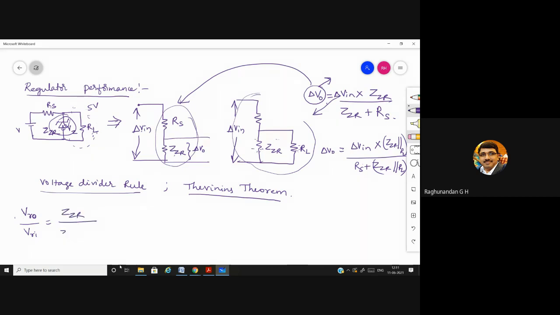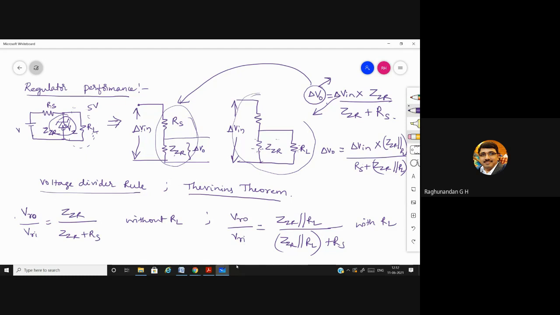VRO by VRI is ZZR by ZZR plus RS. This is without RL. If you are going to consider RL, then the same equation becomes VRO by VRI equal to ZZR parallel RL divided by ZZR parallel RL plus RS. This is with RL. So this is how we can find out the ripple factor even in the voltage regulator.